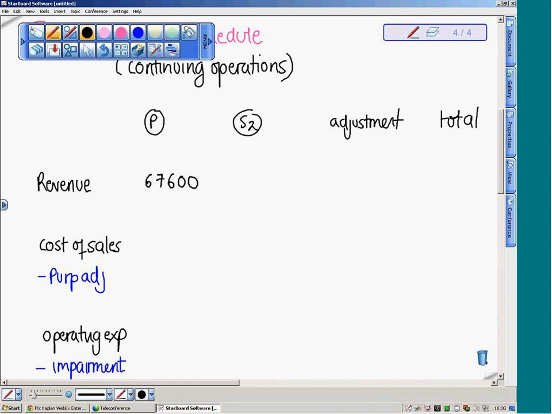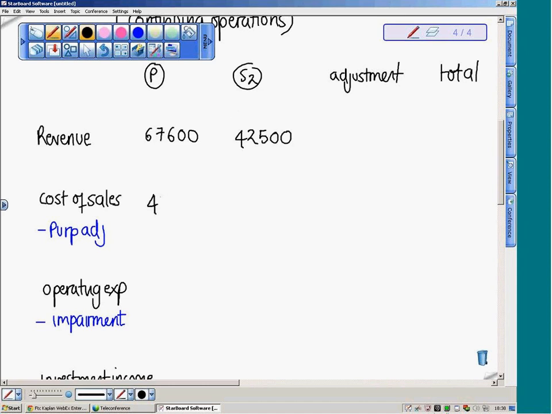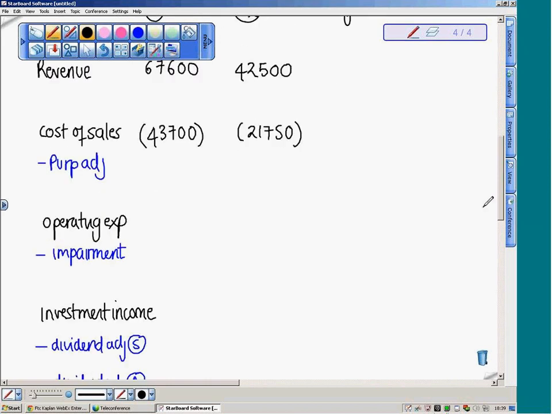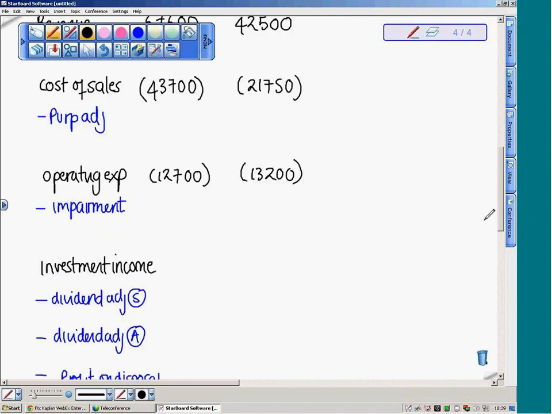Easy for just copying across parent and subsidiary numbers from the question. Okay, so all I'm doing now, and you can reference back to financials for the parent, Jennings, and for Brandon, I am just copying across the numbers. Okay, I'm going to keep it simple by just copying across the revenue and cost numbers, and then I'll think about the adjustments. Okay, cost of sales. I've got my operating expenses, 12,700, likewise the 13,200 for our subsidiary.